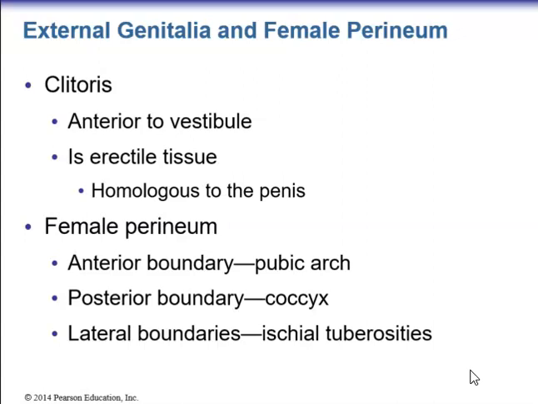So within the female perineum you have borders. Again, the female perineum contains the opening to the urethra as well as the vagina. So the anterior boundary is the pubic arch. The posterior boundary of the perineum is the coccyx, and the lateral boundaries are the ischial tuberosities. So pretty synonymous with the male perineum.